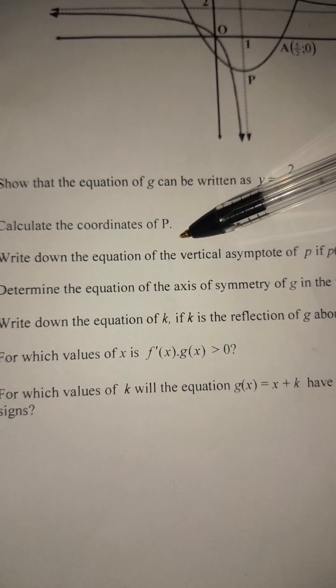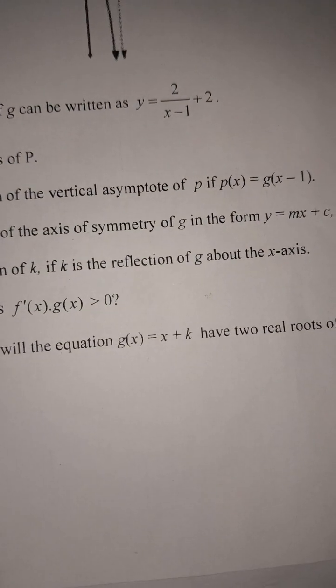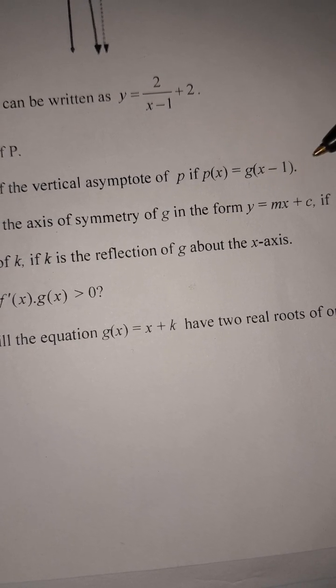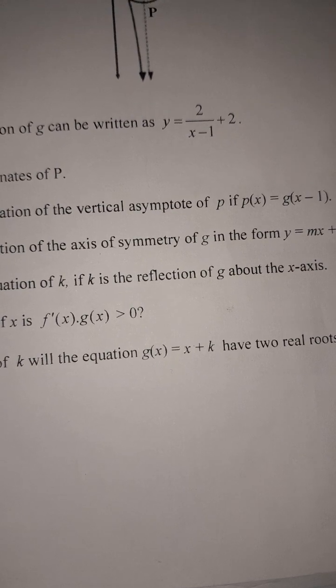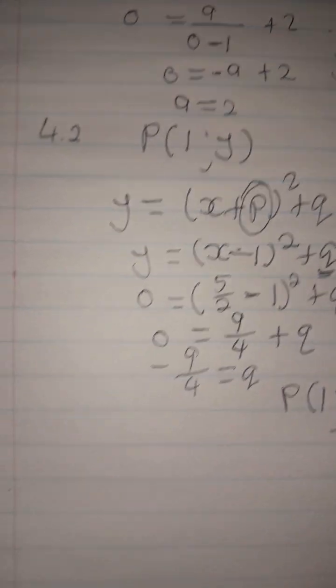Write down the equation of the vertical asymptote of p if p of x is equal to g of x minus 1. As we can see, this is a shift, guys. It is a shift 1 unit to the right. When you equate this to 0, you are going to get 1 unit. So there was a shift that was happening on the graph of g, which is the graph of a parabola, which is this one. So let's go and put this into practice.